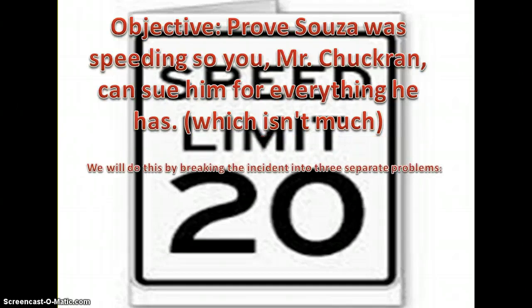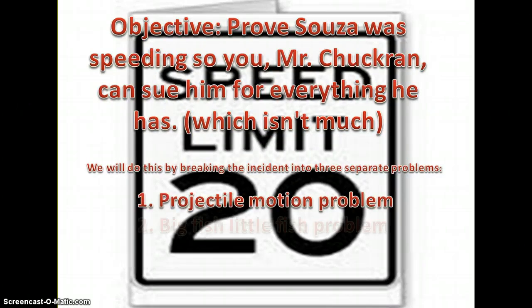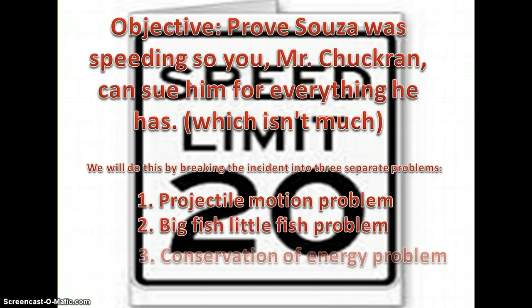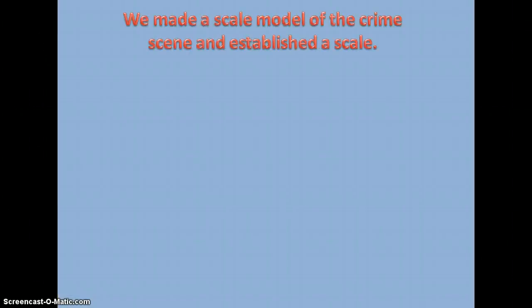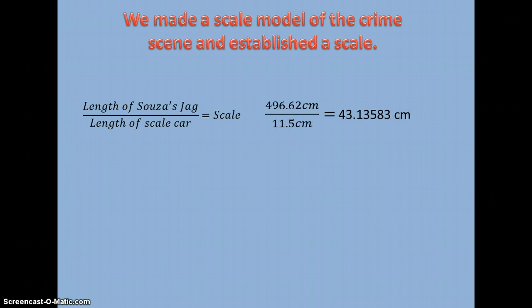We will do this by breaking the incident into three separate problems: a projectile motion problem, a big fish little fish problem, and a conservation of energy problem. First thing we had to do was make a scale model of the incident, and we had to determine a scale factor. We did this by taking the length of Souza's car and dividing it by the length of the scale car. This gave us a scale factor of 43.13 centimeters.